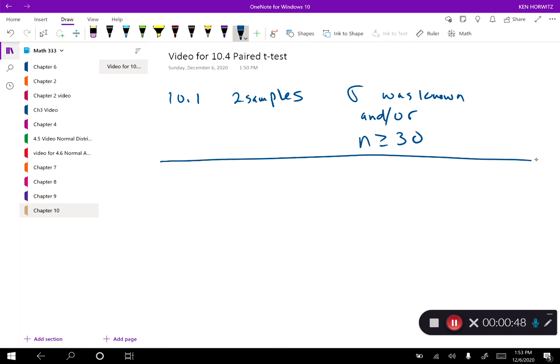All right, in this section, we're going to talk about what if n is less than 30, and our standard deviation is not known. Because if it's less than 30, we can't use the z-test. Our sample's just not big enough. Also, we're going to look at dependent samples.